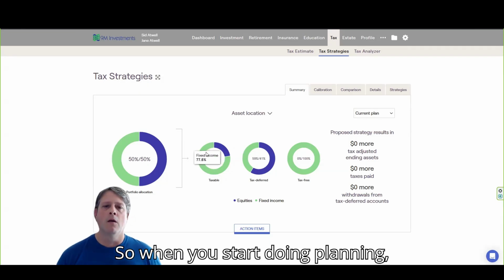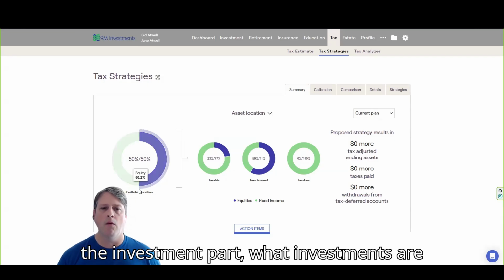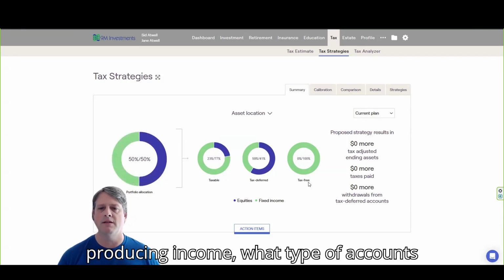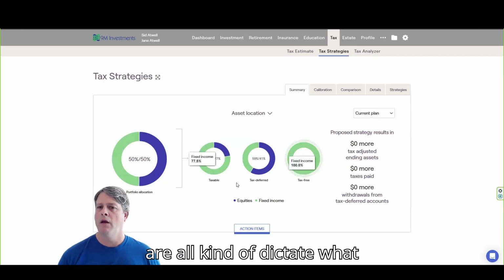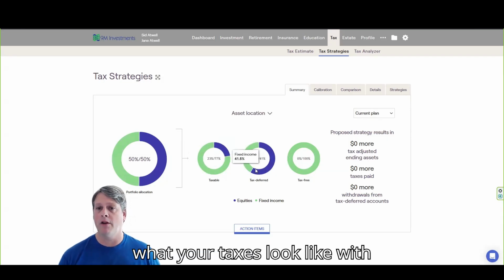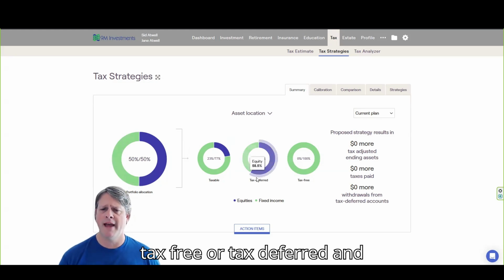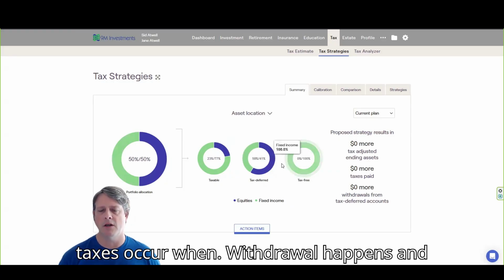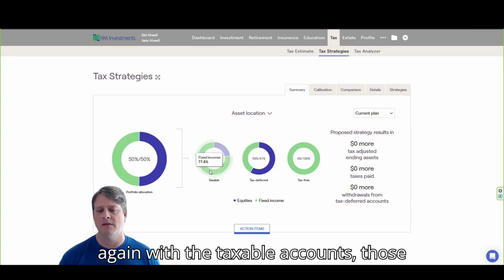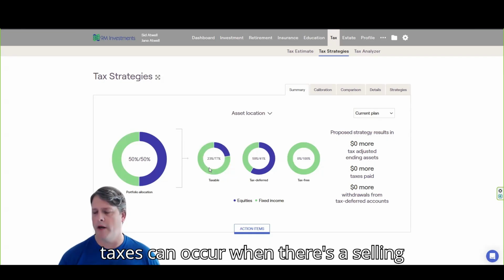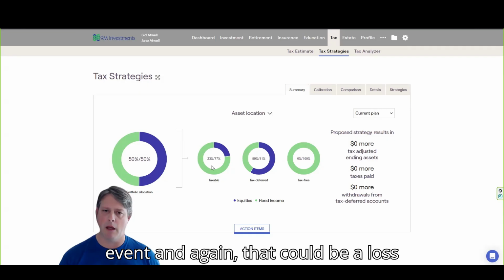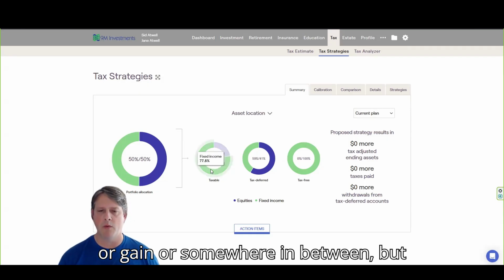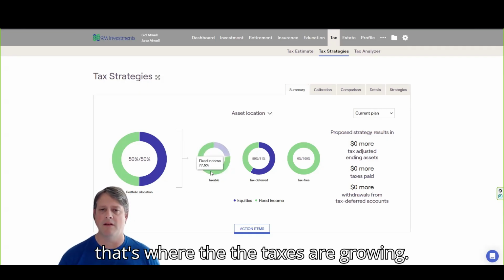So when you start doing planning, the investment part, what investments are producing income, what type of accounts they're in, all kind of dictate what your taxes look like. With tax-deferred and tax-free accounts, the taxes occur when a withdrawal happens. And again, with the taxable accounts, those taxes can occur when there's a selling event. And again, that could be a loss or a gain or somewhere in between. But that's where the taxes are growing.